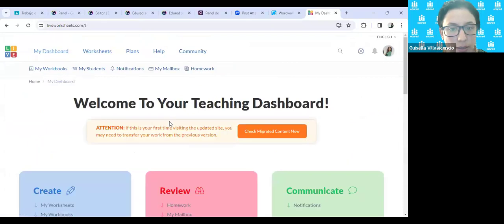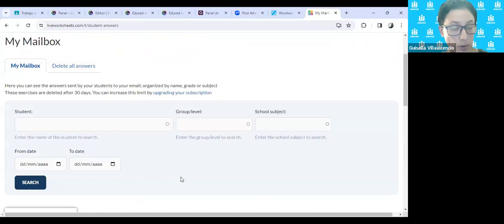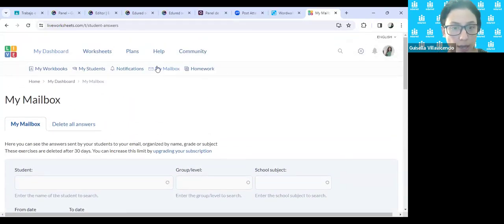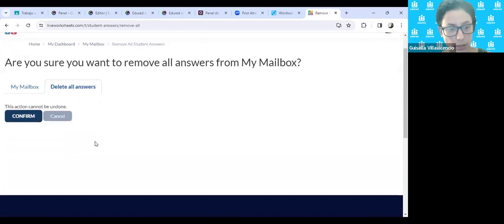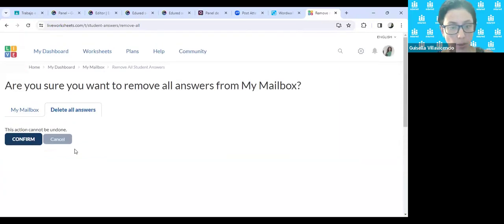Sorry. Y cuando ustedes revisen los resultados de sus chicos, van a irse a My Mailbox, acá. Y aquí ustedes van a recepcionar todas las respuestas de esos estudiantes. ¿All right? Todas las respuestas se van a ir a My Mailbox. Aquí van a poder ver todos los estudiantes lo que les va llegando sus respuestas, todo, todo. Y así, chicos, esto es lo más básico, básico, básico.